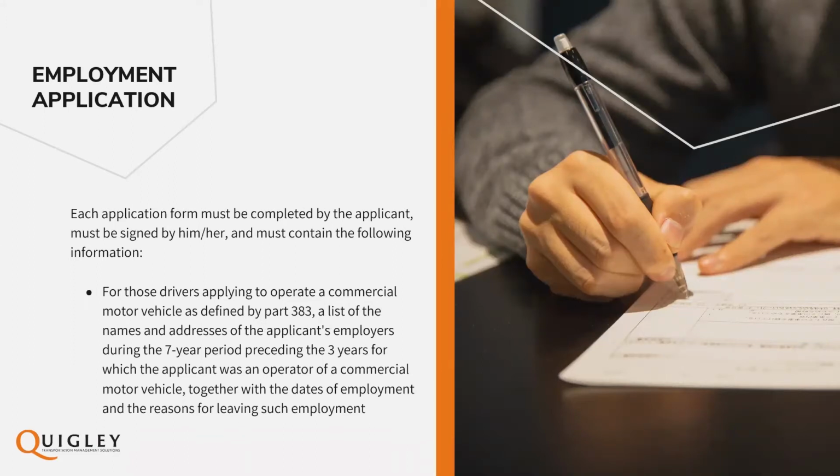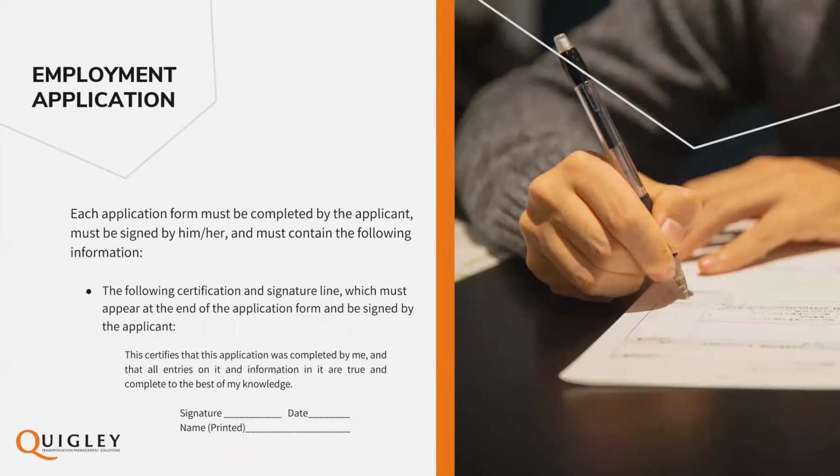Also, for those drivers that operate a CMV that does require a CDL license, they must provide an additional 7 years of pre-employment history in addition to the 3 years. And then each application must include this certification and signature line that the driver signs and dates.